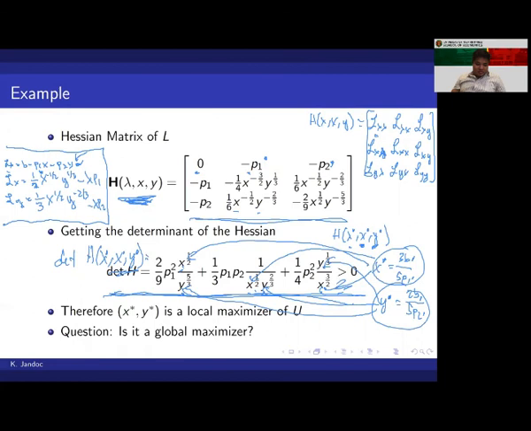So therefore, we have that x star, y star is a local maximizer of u, according to the theorem we had a while ago. So, great. Okay, so x star, y star, that stationary point is a local maximizer. The question is, is it a global maximizer? And I leave that to you as an exercise, but as you well know, this involves getting the concavity or convexity of the objective function, and that's using the Hessian of that objective function. I leave that to you as an exercise.